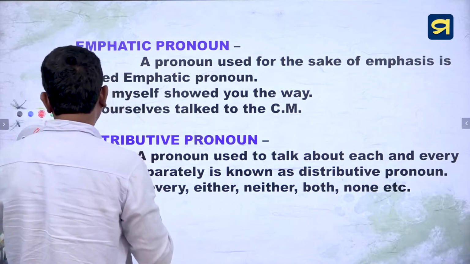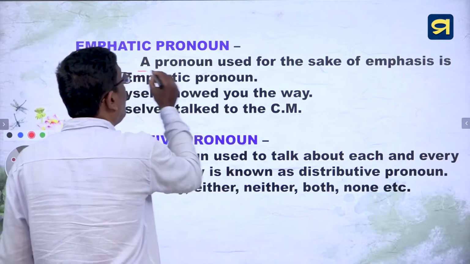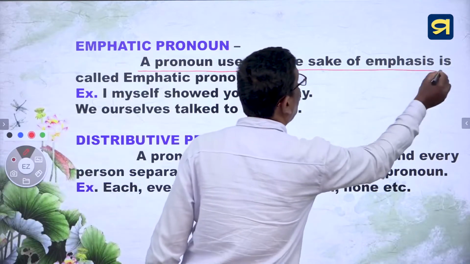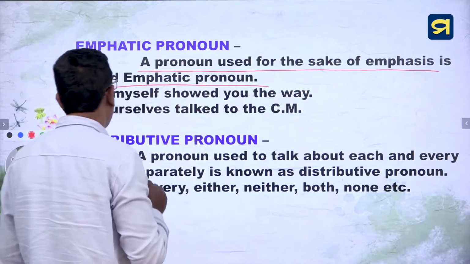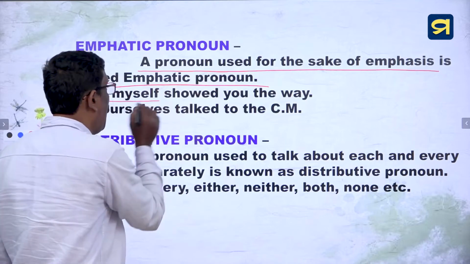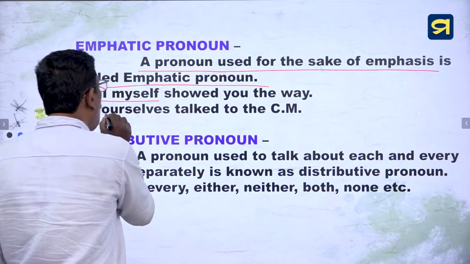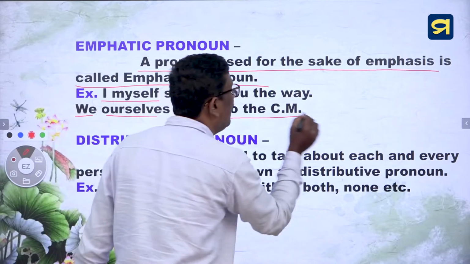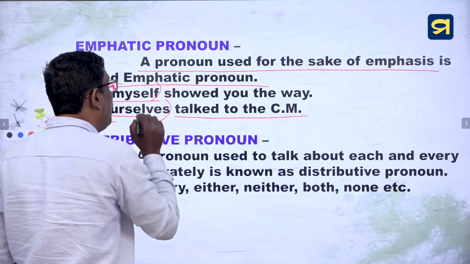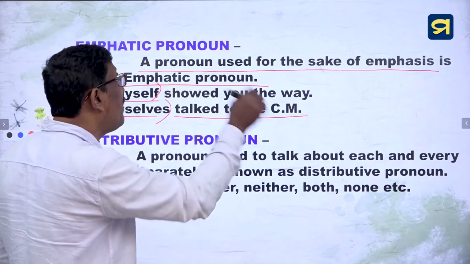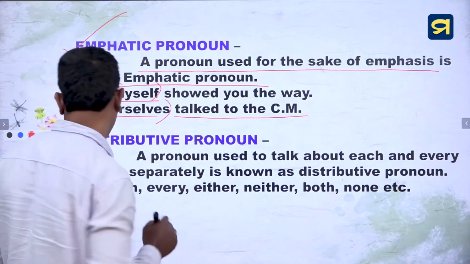Exactly, emphatic pronoun is also the self pronoun. But when a pronoun used for the sake of emphasis is called emphatic pronoun. I myself, you mark it, I myself showed you the way. We ourselves talked to the CM. You see, here myself and ourselves is used to put emphasis, and that's why these are called also emphatic pronoun.